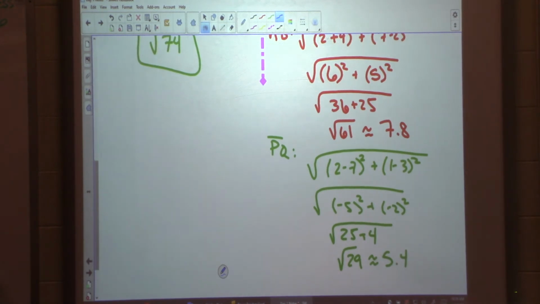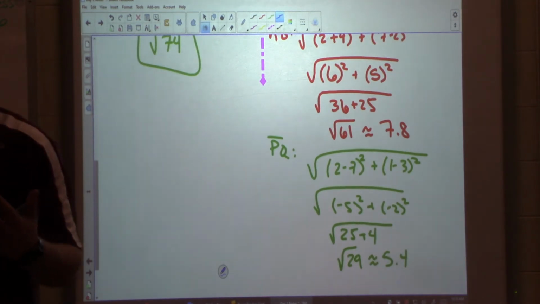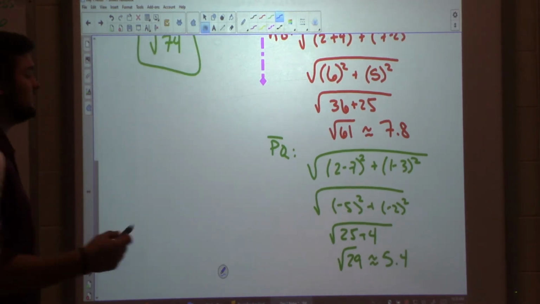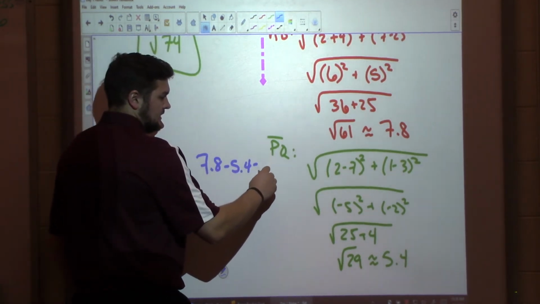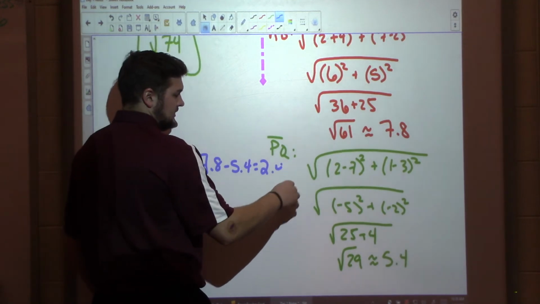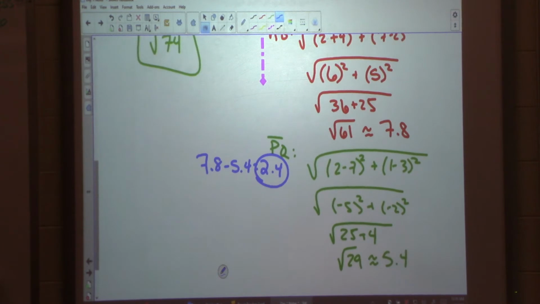And then what is the difference in the length of the 2 segments? How do you find that? You subtract, right? The difference means subtraction. So 7.8 minus 5.4, and what did you say? 2.4. Yeah. So 2.4 units, or you didn't even need a unit because I didn't tell you, right? Okay. Does that make sense, guys? So it's all distance problem stuff. Now let's talk about midpoint.